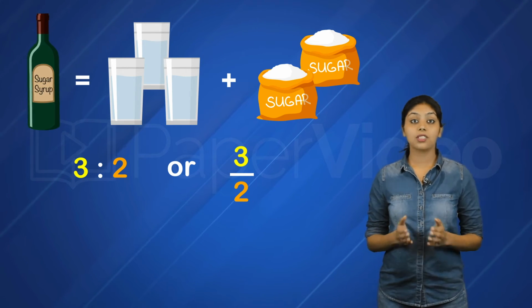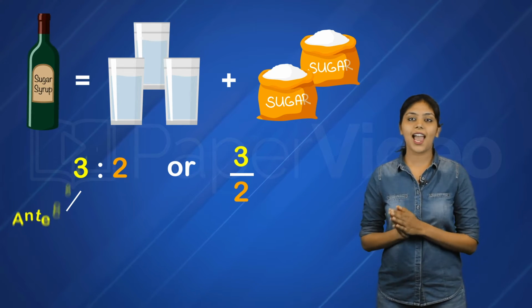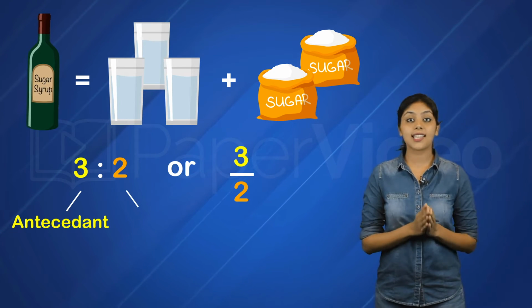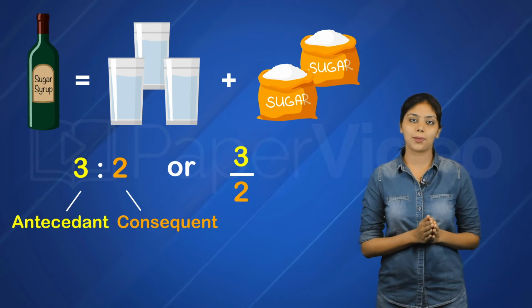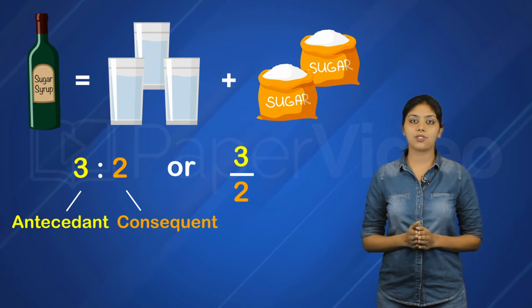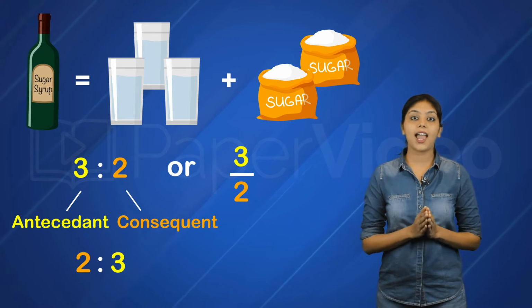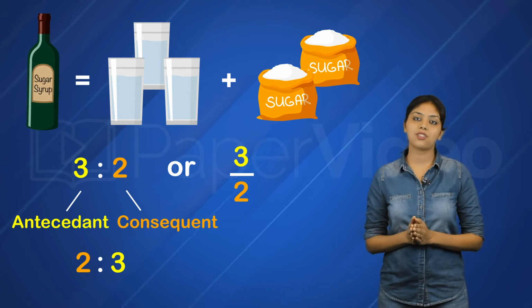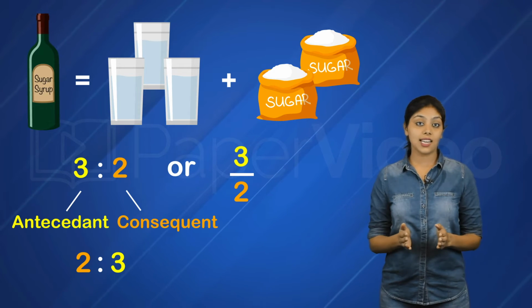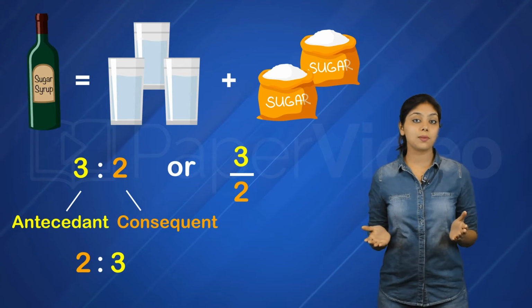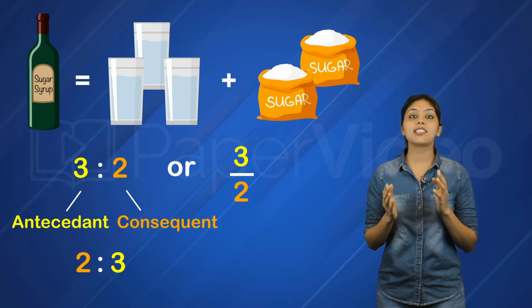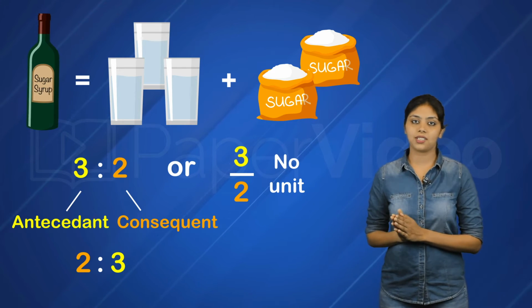In a ratio, the first term is called antecedent and the second term is called consequent. The order of a ratio is important because on reversing the antecedent and consequent, a different ratio is obtained. Since a ratio is a comparison of two similar quantities, it is a pure number without any units.